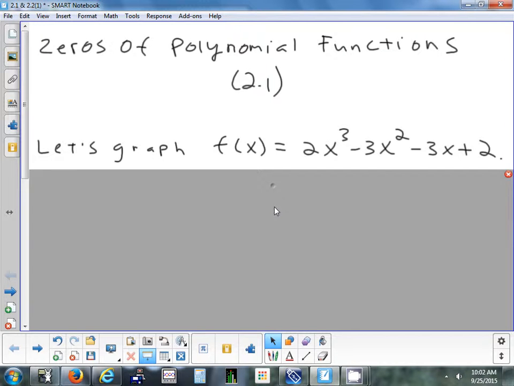Well, that 3 tells us a little bit about the graph. For a polynomial, the highest exponent tells us how many times that graph could cross the x-axis. It doesn't guarantee it's going to cross that many times, but it's an upper limit. It tells us a maximum number of times that this graph could cross the x-axis.